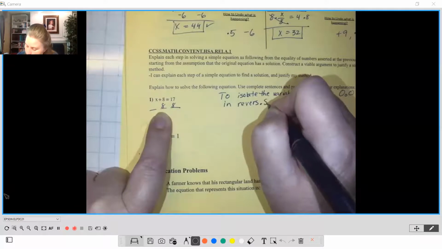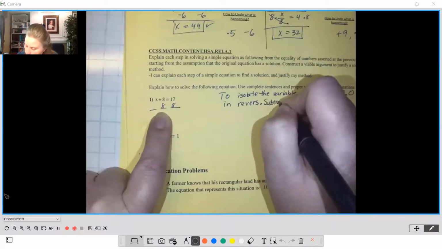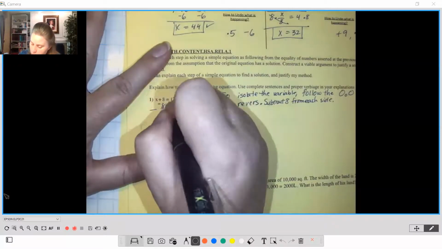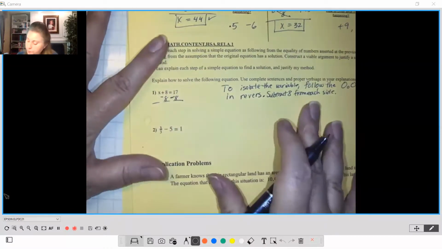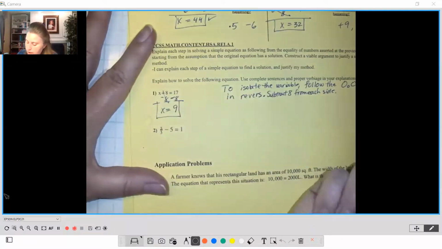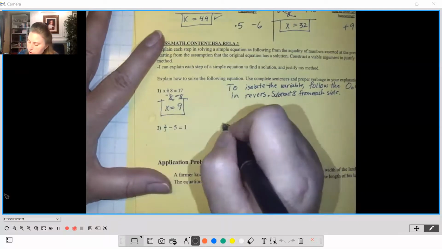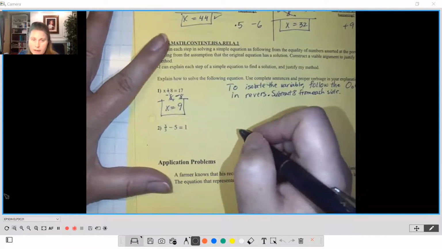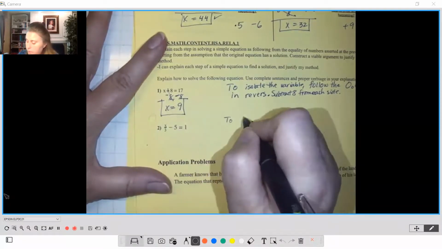So we're going to subtract 8 from each side, okay? So 8 minus 8 is 0. 17 minus 8 is 9, okay? So here, to follow the order of operations in reverse, we will add 5 to each side, then multiply by 3.